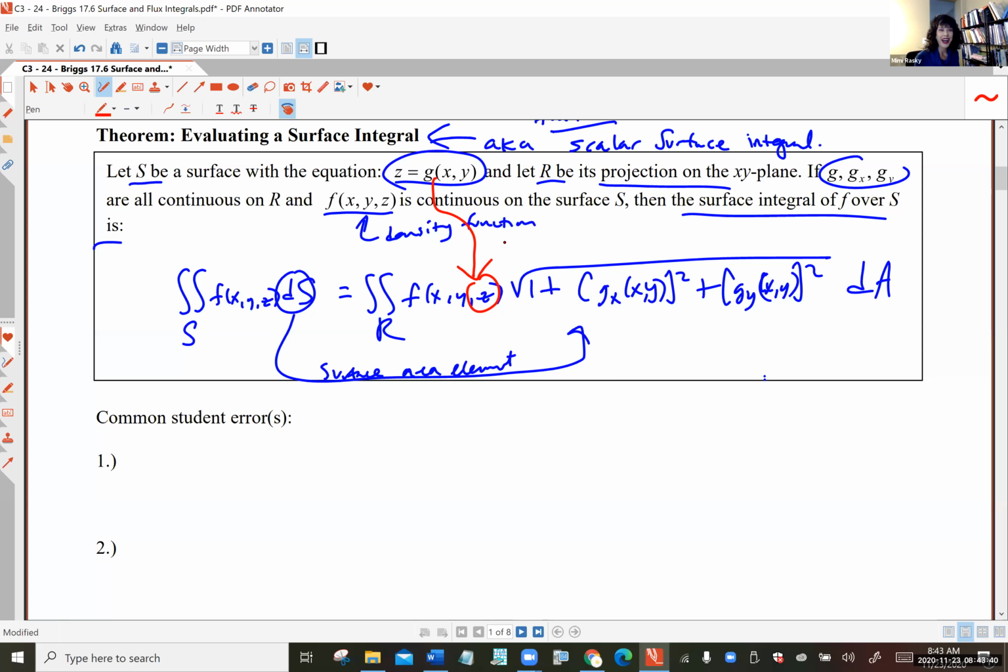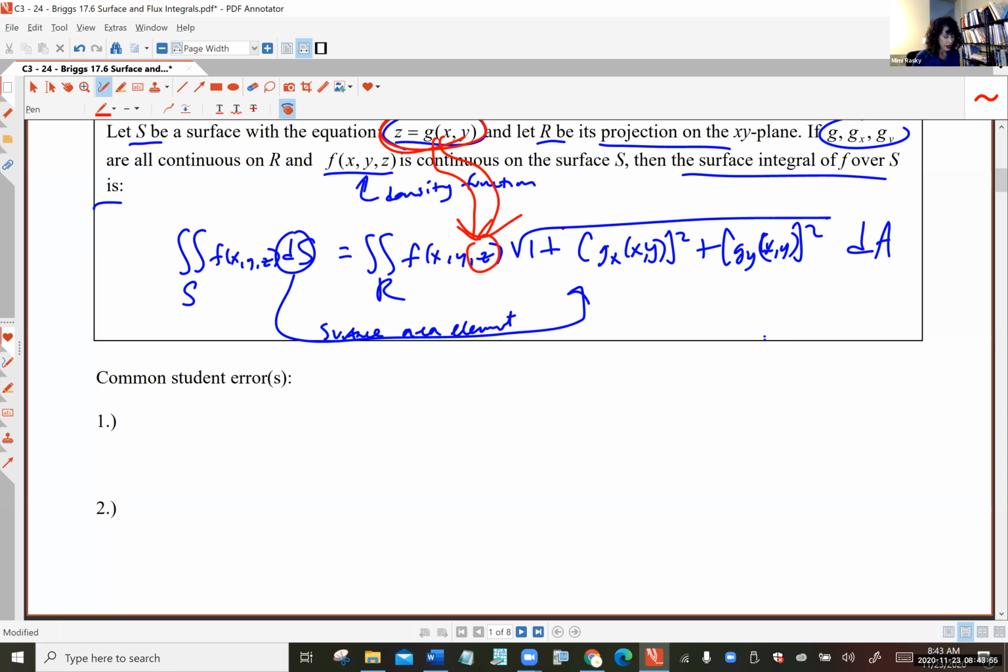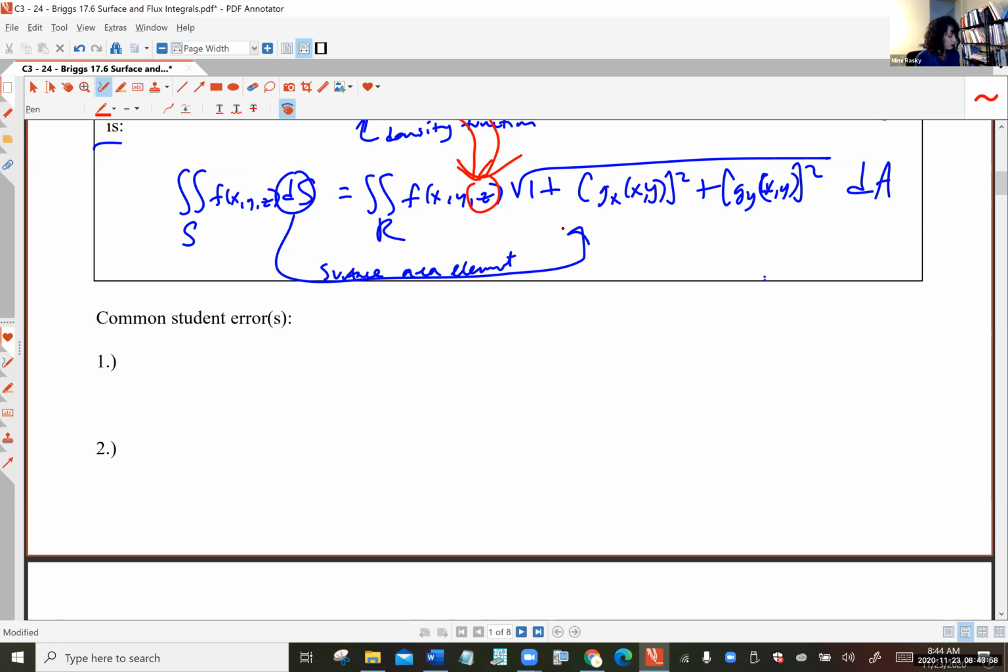But you know me, I don't like picking those. I'm going to give you homeworks and exam problems where there will be a z in the density function, and you better replace that z with g of x, y from the capping surface. If you don't, you're going to get screwed. Now then everything will be just in x's and y's. Now, what are some common student errors that I've seen over the years? Well, one of them is they forget to replace the z from the density function with the g of x, y, and that's a big mistake.